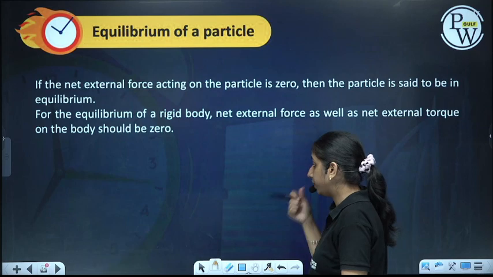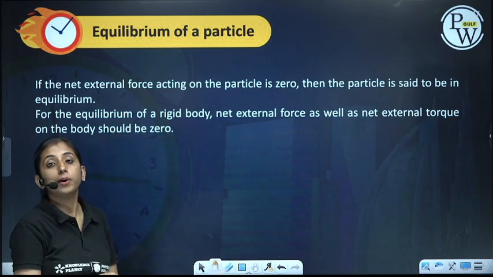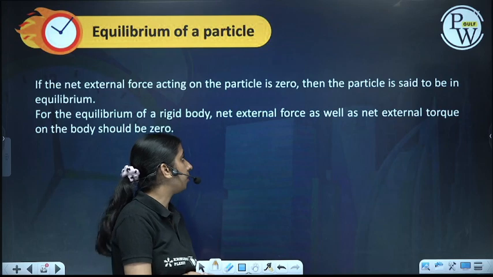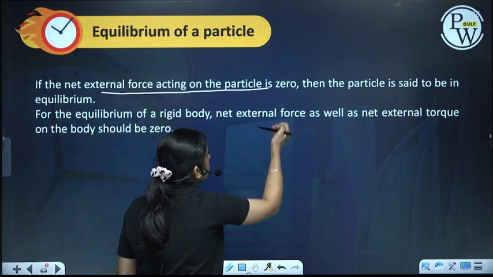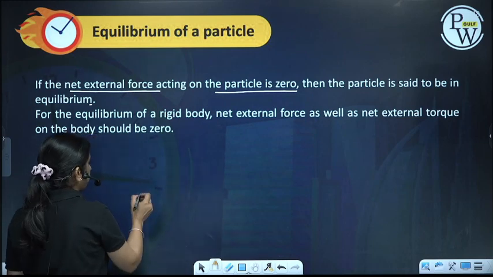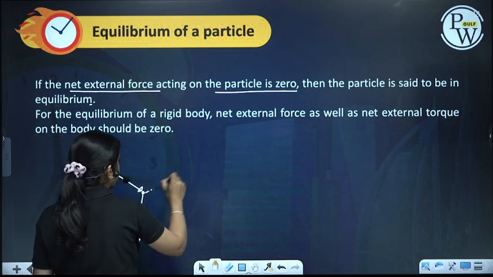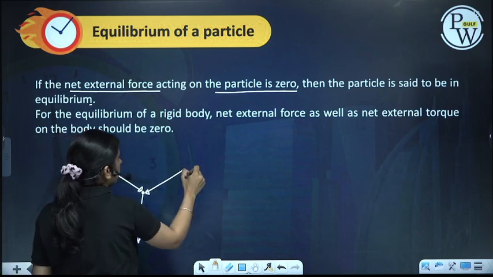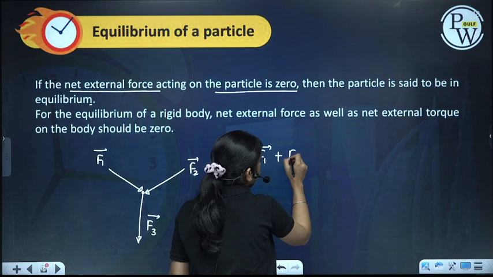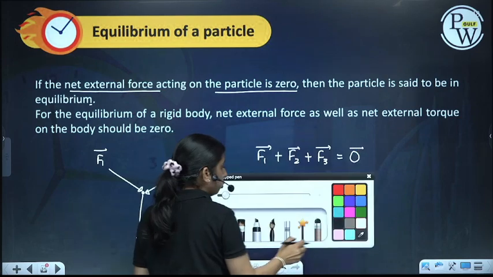Now let us see what is equilibrium. If the vector sum of all the forces acting on a body comes out to be a null vector, then the body is said to be in equilibrium. So when the net external force acting on a particle is 0, then the particle is said to be in equilibrium. If we have a particle and multiple forces are acting on it, let us say F1, F2, F3, the vector sum, net external force, will be F1 plus F2 plus F3. If this comes out to be 0, then the particle is said to be in equilibrium.